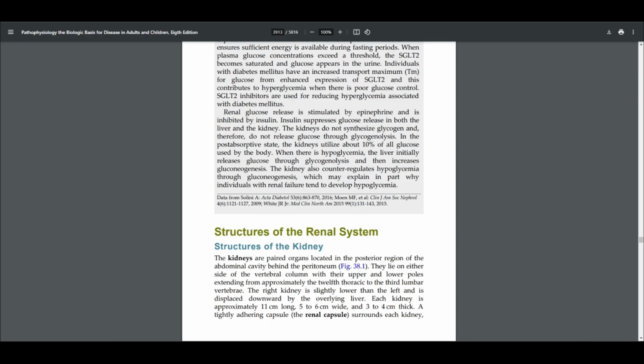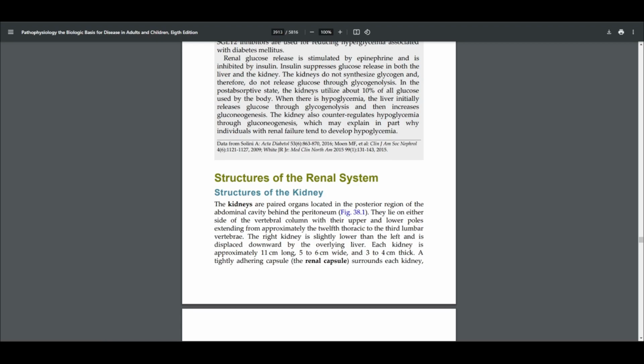The kidneys do not synthesize glycogen and therefore do not release glucose through glycogenolysis. In the post-absorptive state, the kidneys utilize about 10% of all glucose used up by the body. When there is hypoglycemia, the liver initially releases glucose through glycogenolysis and then increases gluconeogenesis. The kidneys also counter-regulate hypoglycemia through gluconeogenesis, which may explain in part why individuals with renal failure tend to develop hypoglycemia.